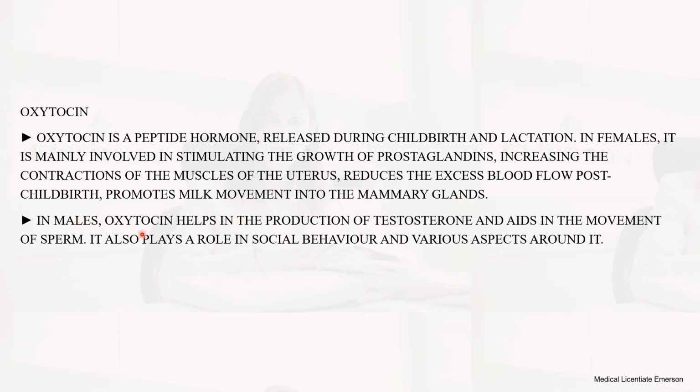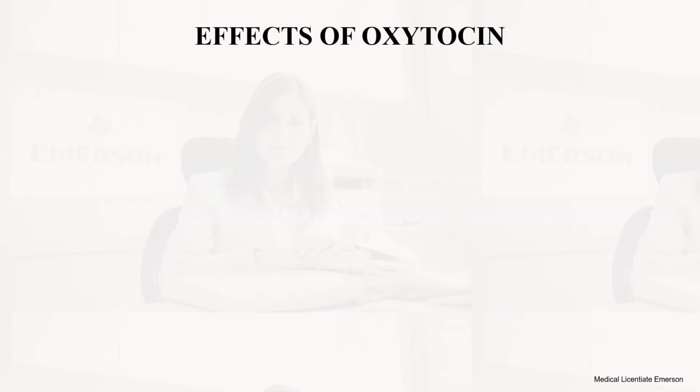Then in males, oxytocin helps in the production of testosterone. It also aids in the movement of sperms. It also plays a role in social behavior, various aspects around it. The other term for oxytocin is actually love hormone. So that's the other term, love hormone.